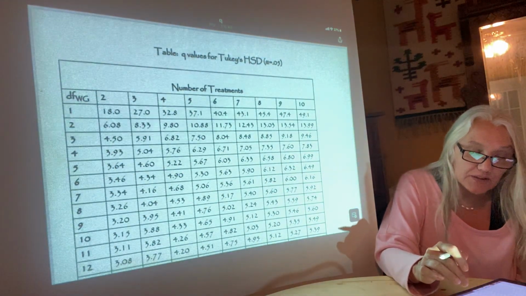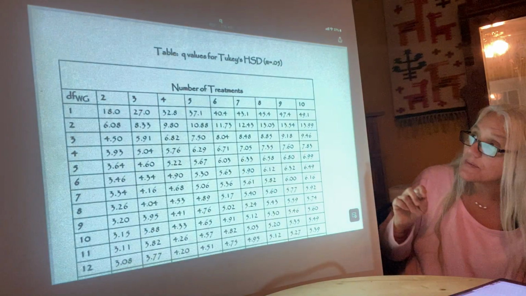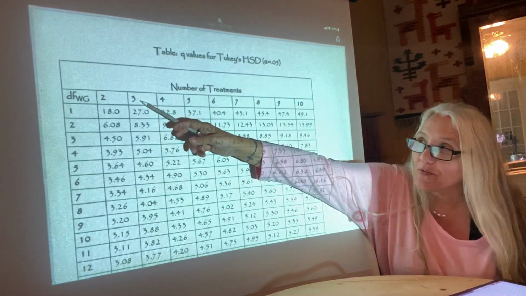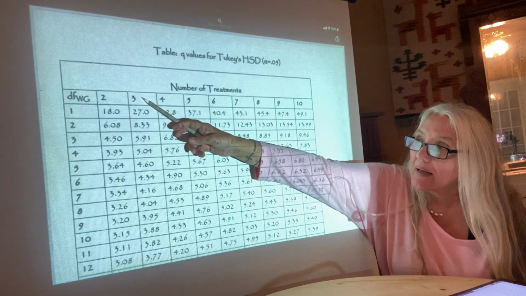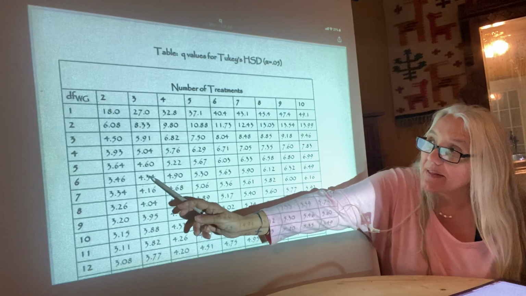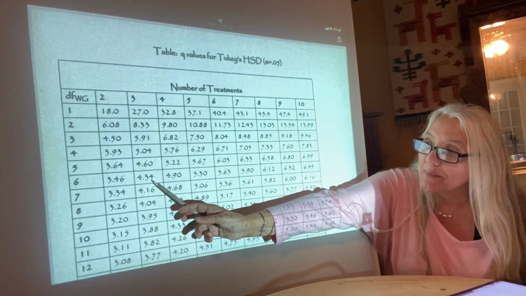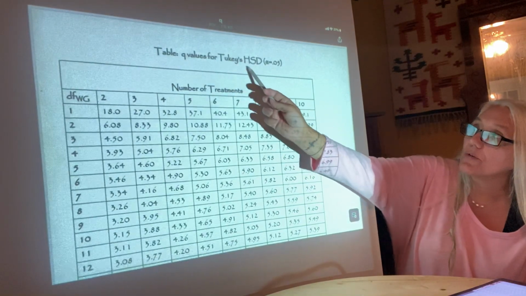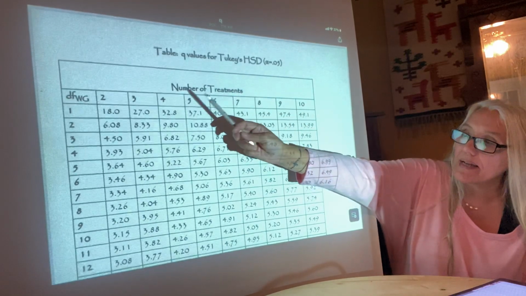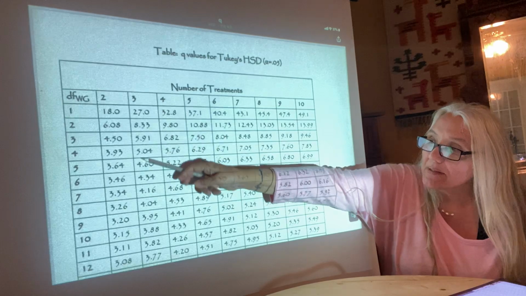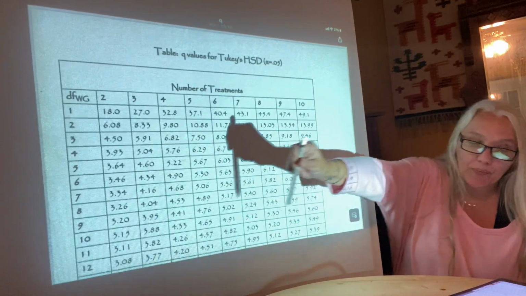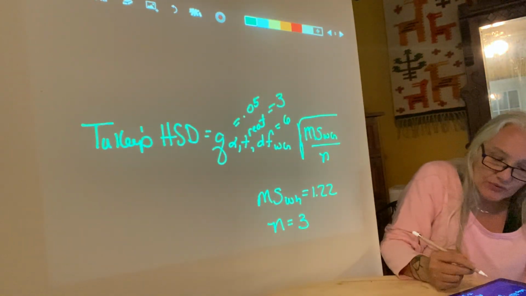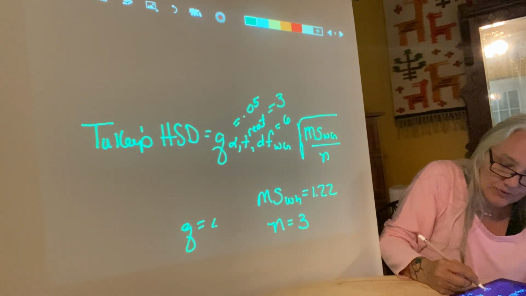So we said that we're going to look this Q up on however many treatments we have. We have 3 groups, 3 treatments: aspirin, ibuprofen, and a placebo. And we have 6 degrees of freedom within groups. So I get 4.34 for Q. And this Q value is alpha 0.05. We'd have a whole other table for another one. So 3 treatments and 6 degrees of freedom within groups, I get 4.34. So Q is equal to 4.34.